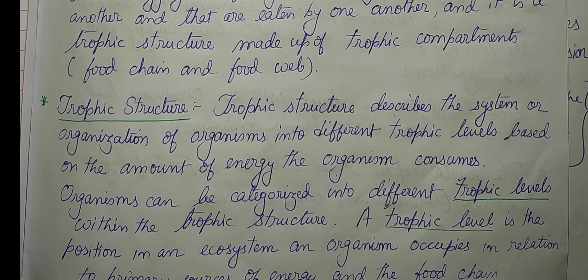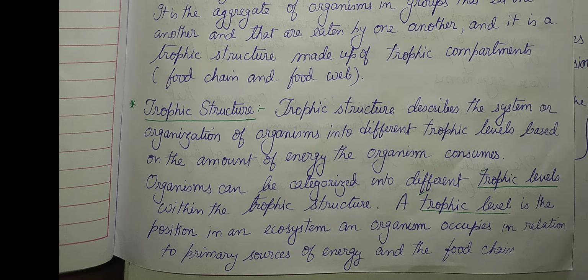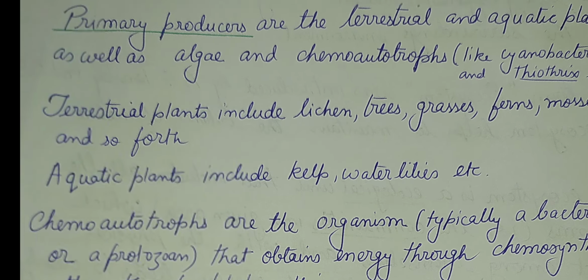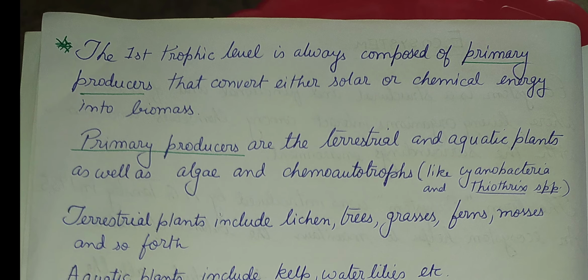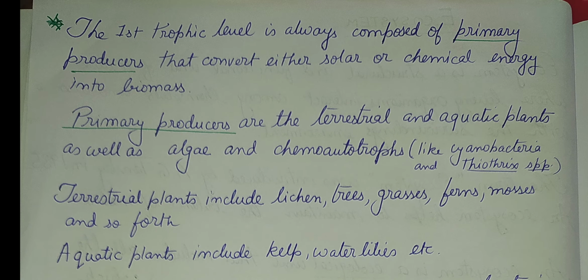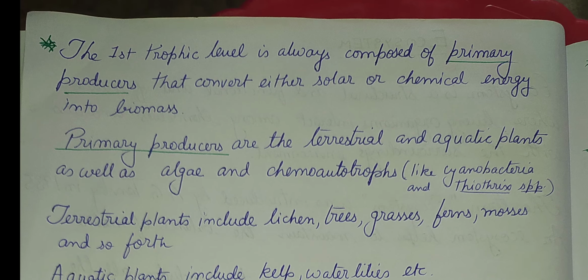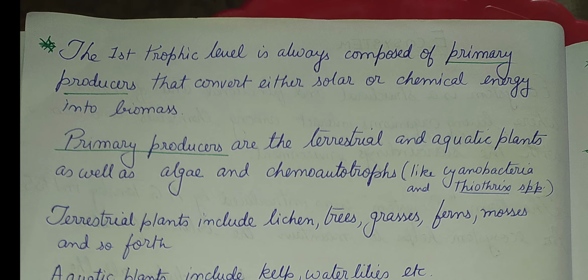If you see in the next page, for instance, you can see here the first trophic level. Generally in an ecosystem, the first trophic level is always composed of primary producers, which convert either solar or chemical energy into their respective biomass. Biomass is the amount of matter present within the organism, the dry or wet matter.